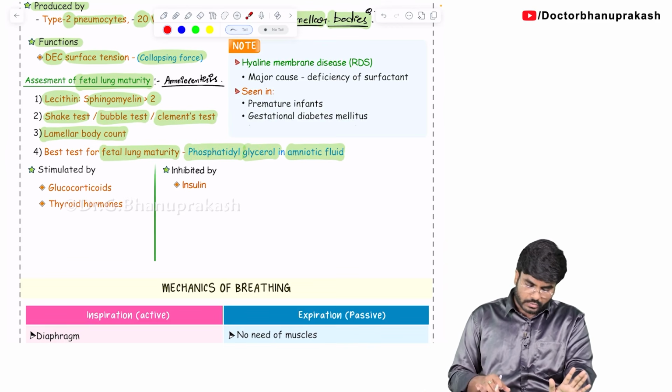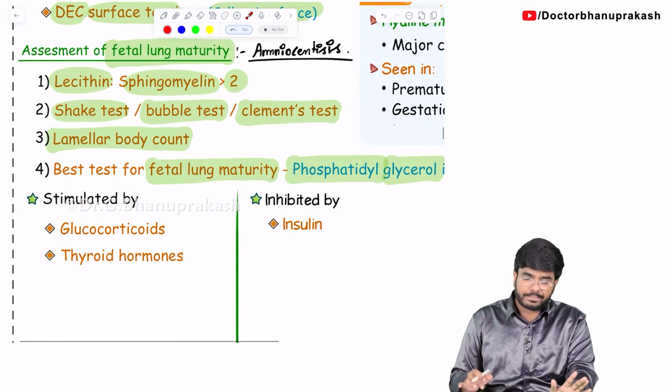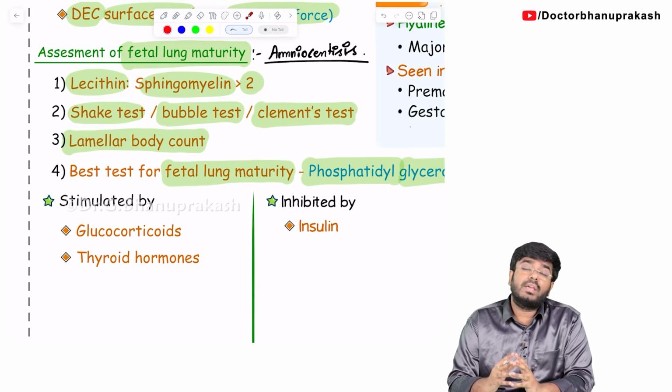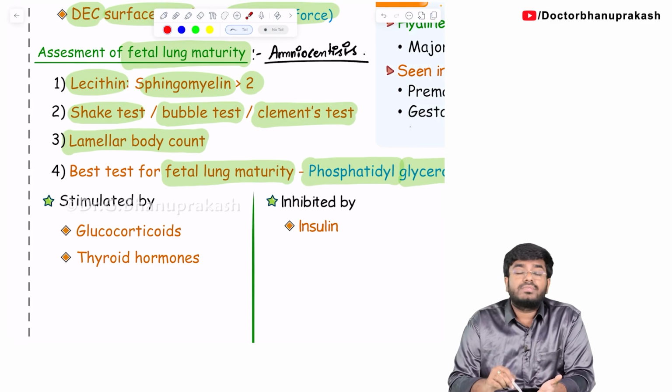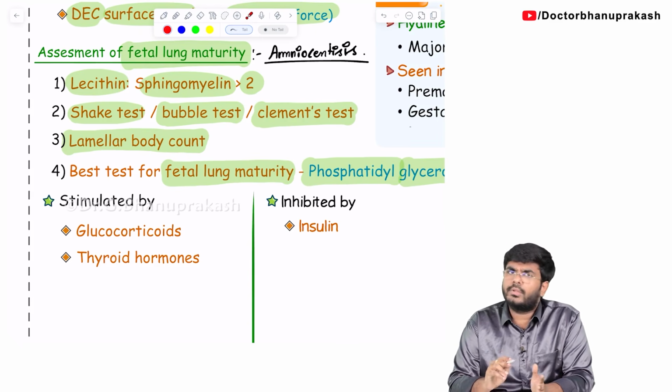So in your exam, how may the question show up? All of the following are tests for fetal lung maturity except. So you should know the lecithin sphingomyelin ratio, Clements test, bubble test, shake test, lamellar body count, and the presence of phosphatidylglycerol in the amniotic fluid. You have to know them.